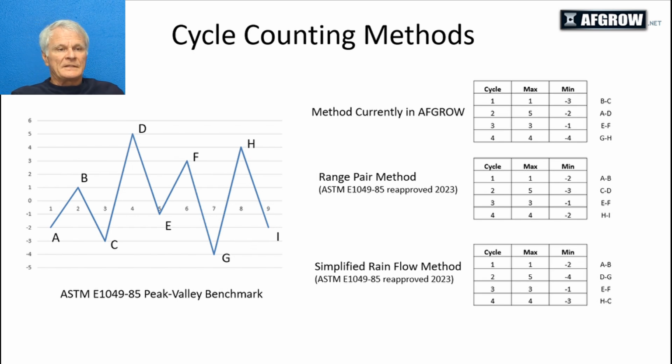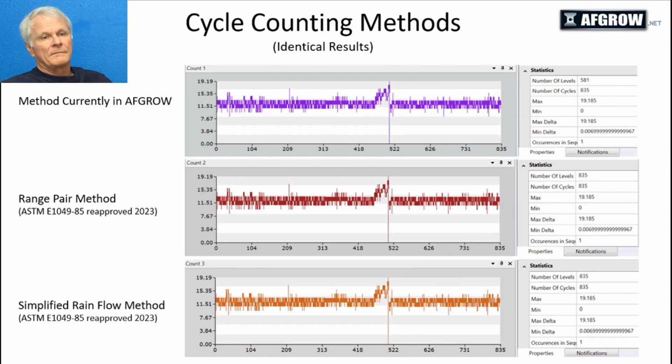And on the left you'll see the benchmark from the ASTM standard, and then the results of that benchmark with a different method. So each one of those methods produces a slightly different cycle counted spectrum. But when you look at flight 1, for example, and you do that cycle counting based on the current method in AFGROW versus the range pair or simplified rainflow, they happen to turn out identically the same. That just has to do with how the data cycles about the 1G.